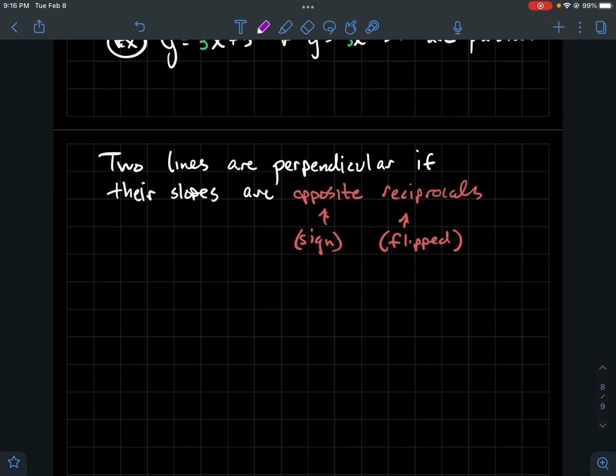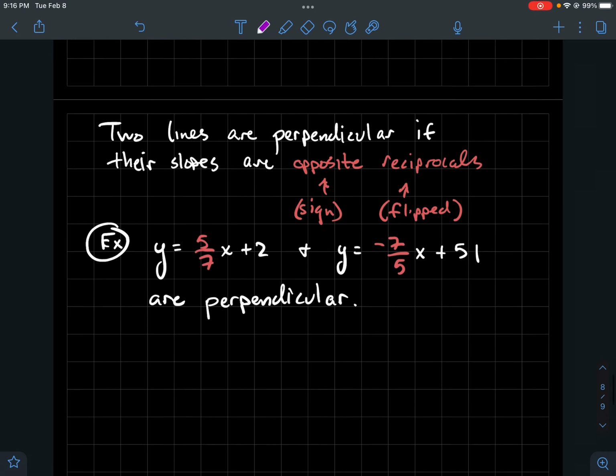So they're perpendicular if their slopes are opposite reciprocals. Opposite here means that they have different signs, so one's plus and one's minus. And reciprocals, remember, that means that you flip it. So if it's a fraction, you just flip it, or if it's a whole number, you put it under 1, right? That's taking its reciprocal. So let's just look at a quick example here.